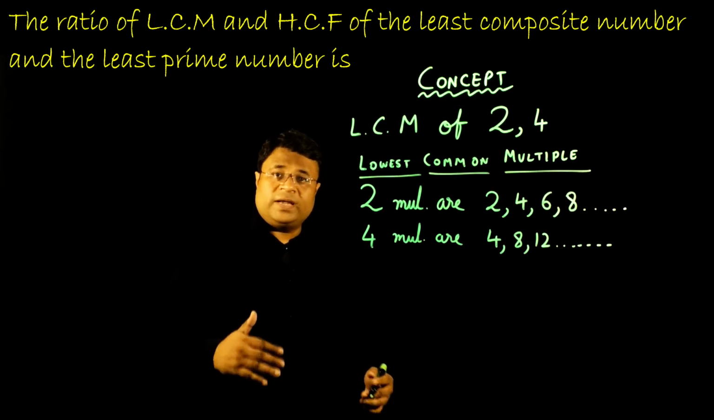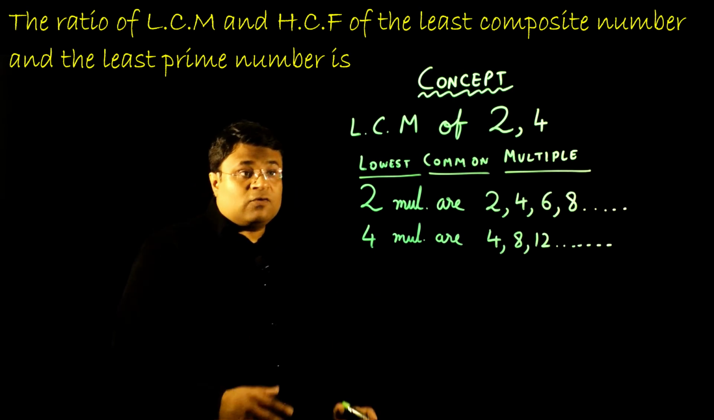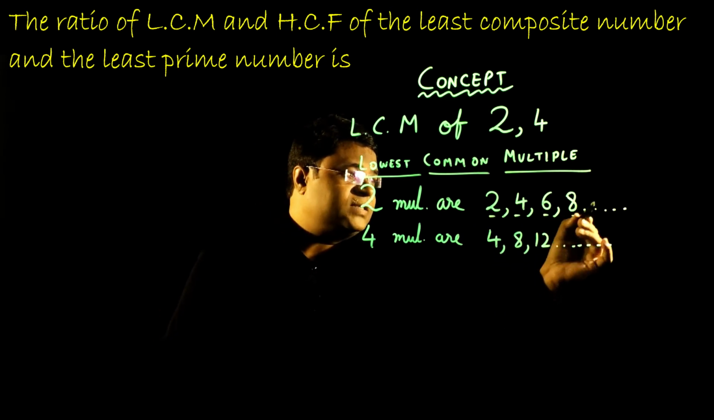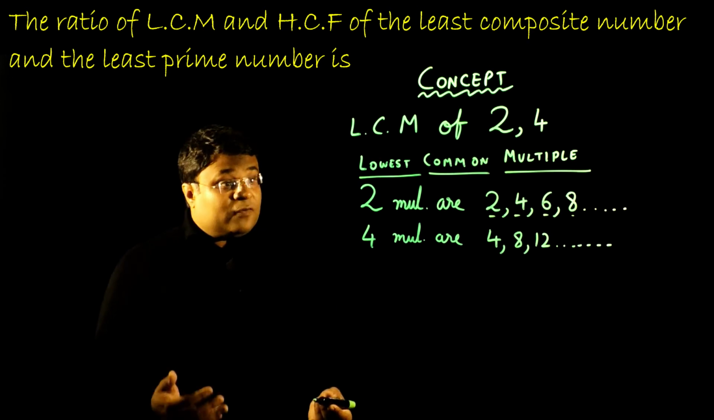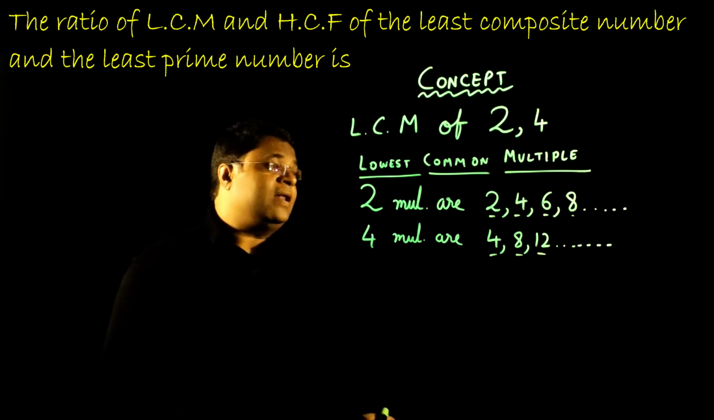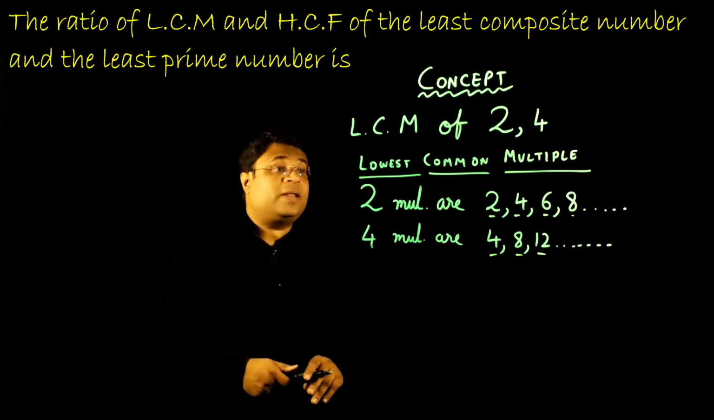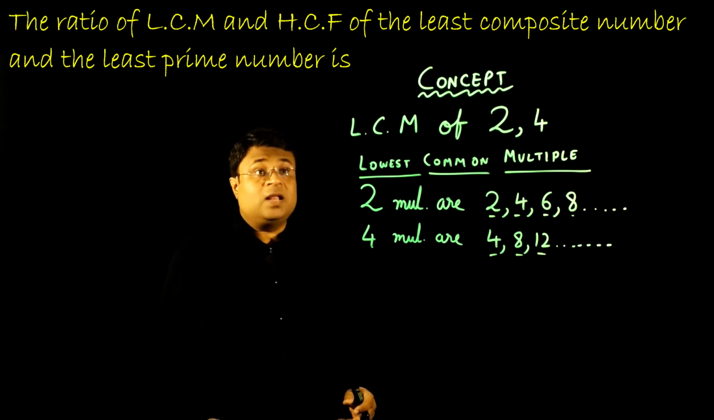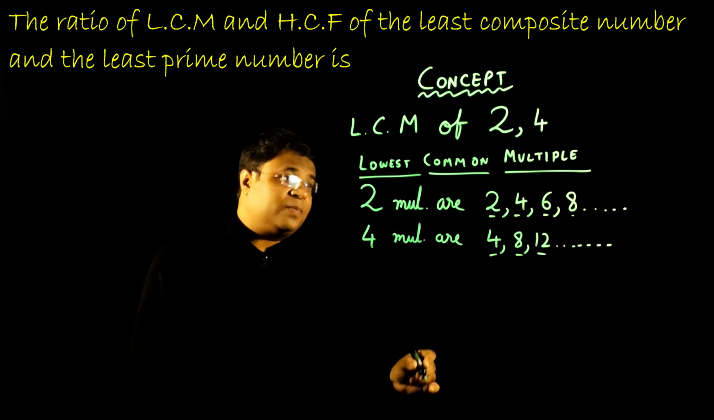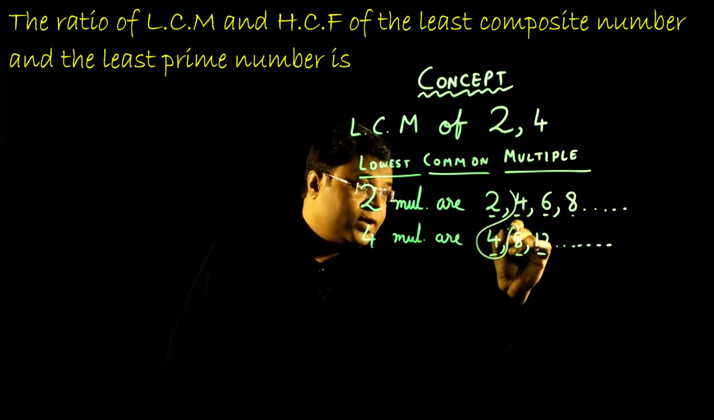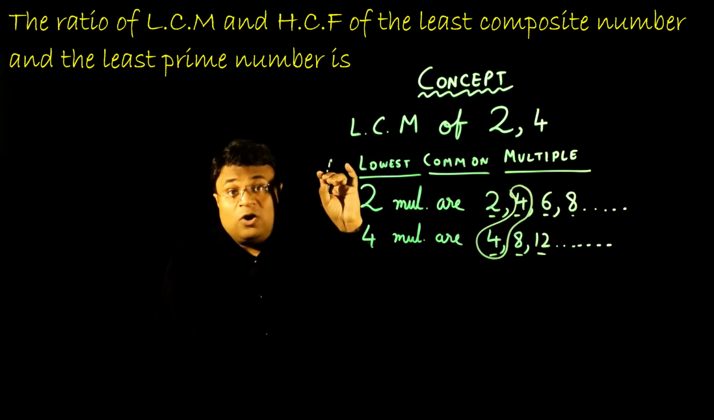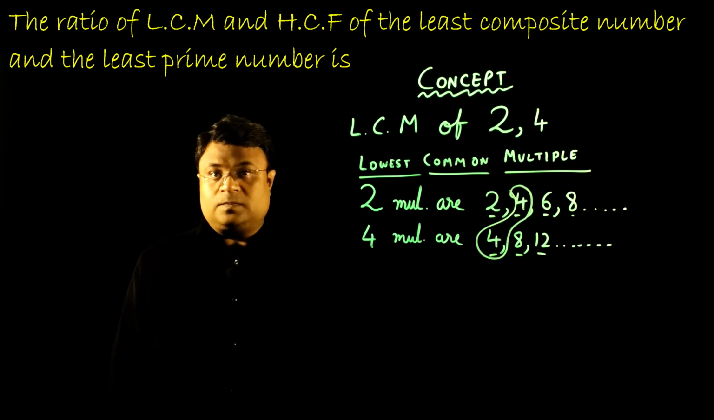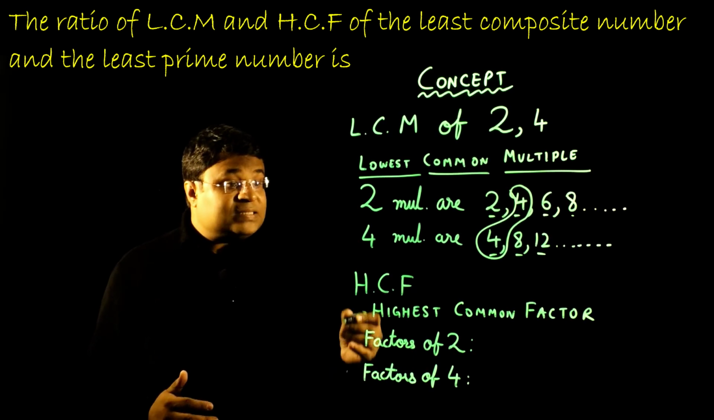Right now I am not going into detail for the method of calculation, but I'll simply say the multiples of 2 are 2, 4, 6, 8, etc. And the multiples of 4, of course, are 4, 8, 12. So we have lots of common multiples, like 8 is a common multiple, 16 would be a common multiple, but the question is which is the lowest common multiple. Here you can see that 4 is the lowest common multiple. So what is the LCM of 2 and 4? 4.